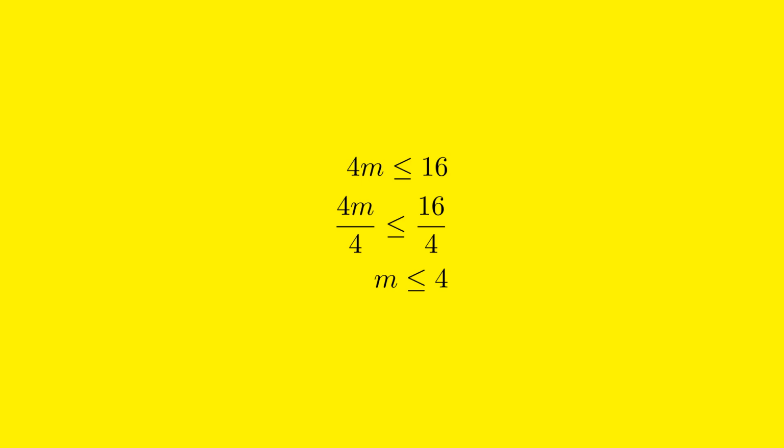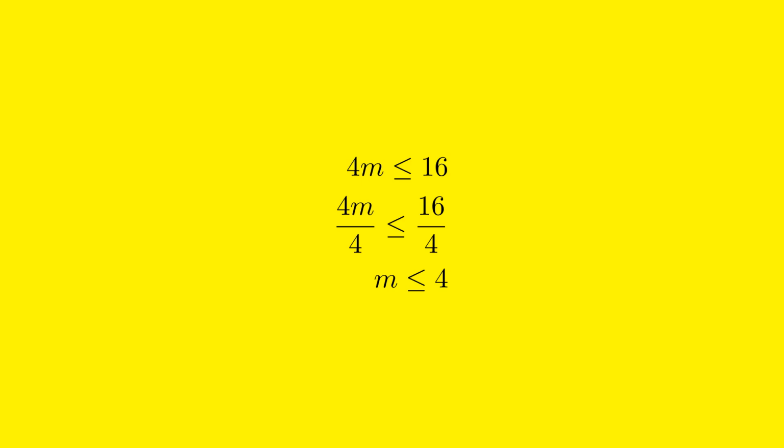First, we divide the left-hand side by 4. 4m divided by 4. Since 4 divided by 4 equals 1, we are left with just m on the left-hand side. Now we'll divide the right-hand side by 4. 16 divided by 4 equals 4. Combining both sides, we get m less than or equal to 4.